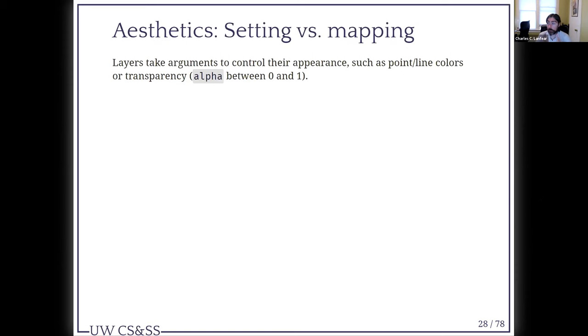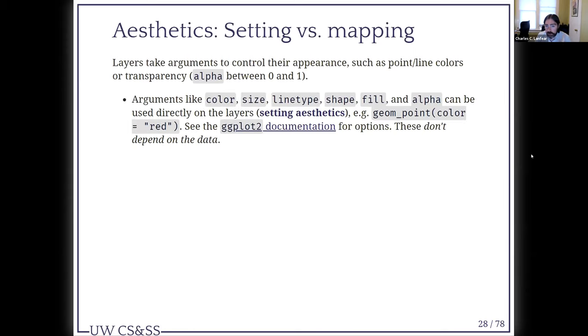Okay, so an important language thing about ggplot is setting versus mapping. Layers take arguments that control their appearance, like the point and line colors or transparency. Arguments like color, size, line type, all these can be used directly on the layers. This is referred to as setting an aesthetic. If I say GeomPoint color equals red, it's going to make every dot I generate red. Okay? This means it doesn't depend on the data. This is not looking at some variable in my data and choosing a color.